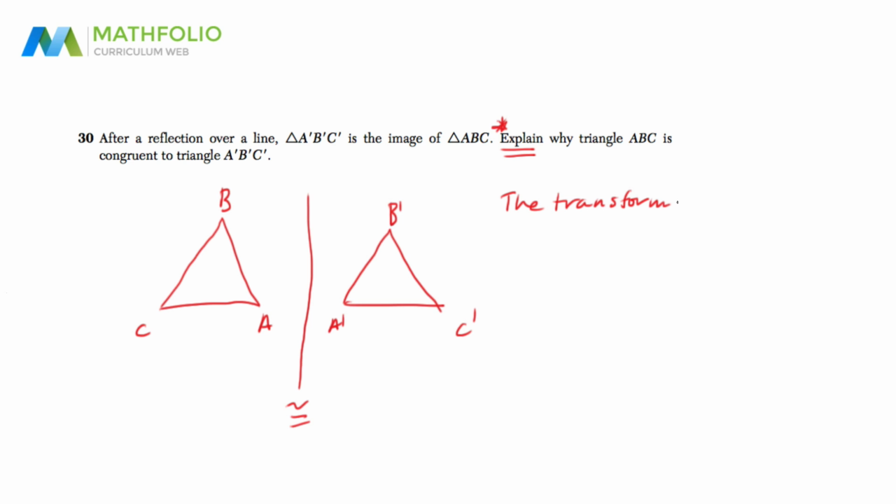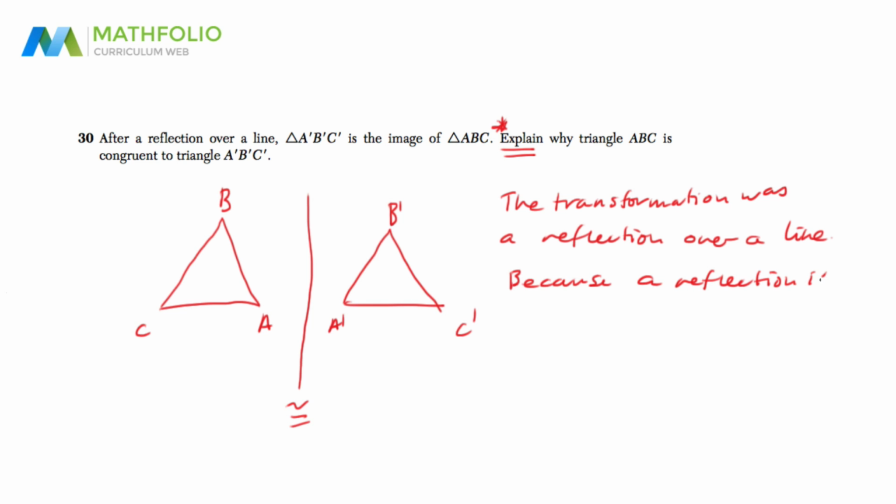The transformation was a reflection over a line, because a reflection is a rigid motion. This is really important that you understand what a rigid motion is. The only transformation that's not a rigid motion is a dilation, which stretches or shrinks the shape. But all of the rigid motions preserve distance. So that's what we need to put here.